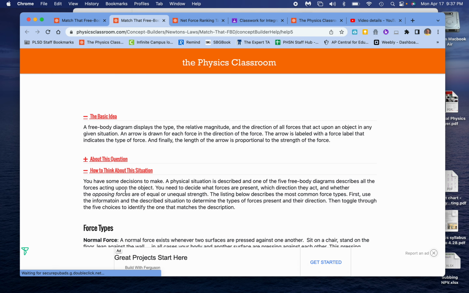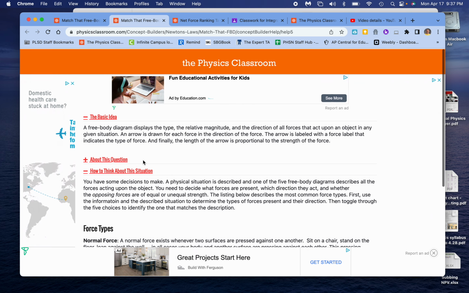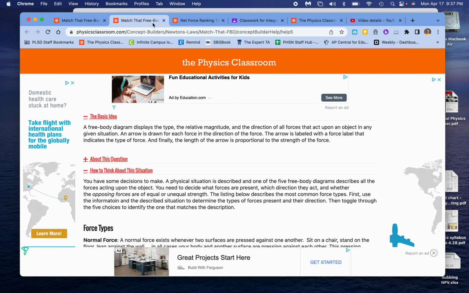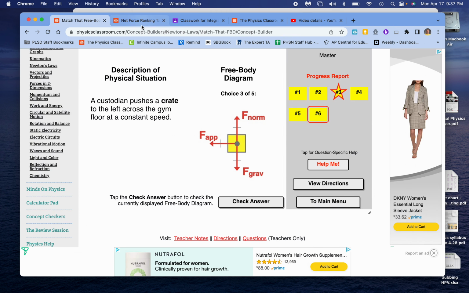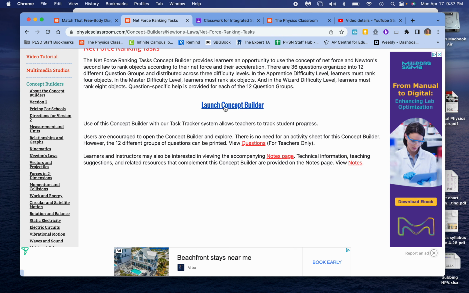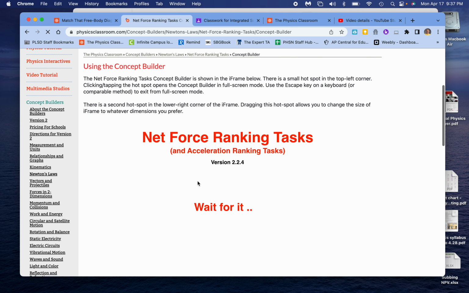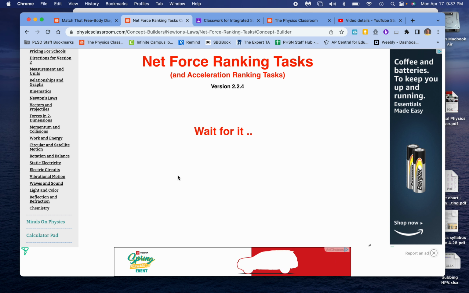Remember, if you need help, get help here, how to think about the situation type. Force types are listed here as well. That's something we've talked about and I've given you notes on as well. The next one that I want to do is the net force ranking task. It's also with net acceleration. So I'm going to launch that concept builder. I may have to go through two examples here.